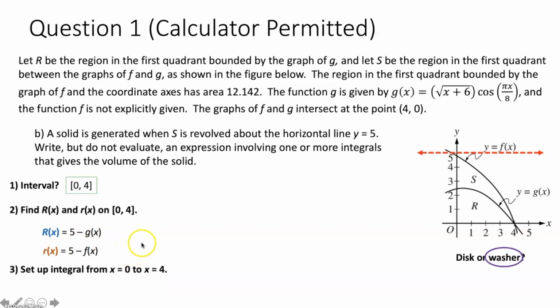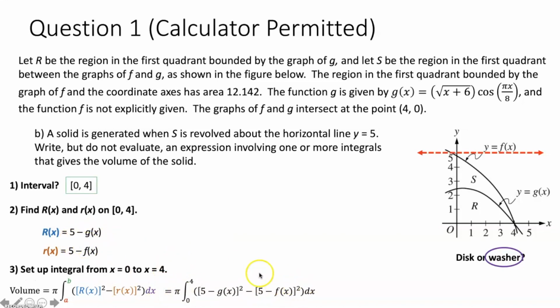Now all we need to do is set up our definite integral for the washer method. Remember, the washer method is going to be pi times the integral from a to b of our outer radius squared minus our inner radius squared. So in this case, our interval goes from 0 to 4, so that's going to be our a and b. Our outer radius is 5 minus g of x. Our inner radius is 5 minus f of x.